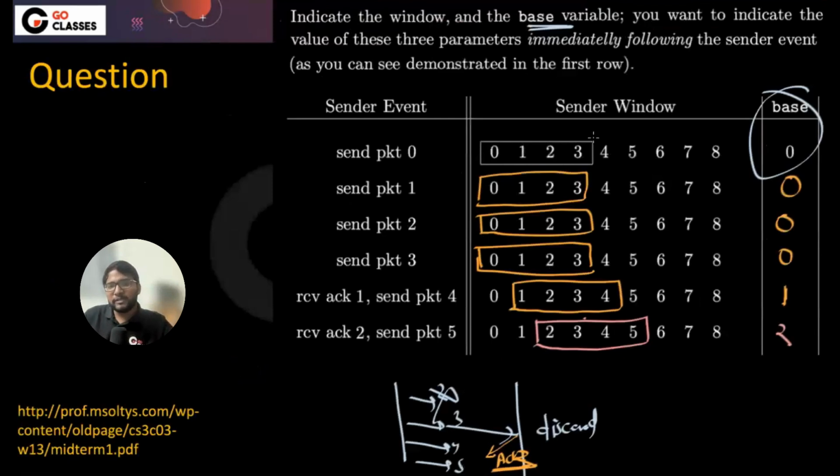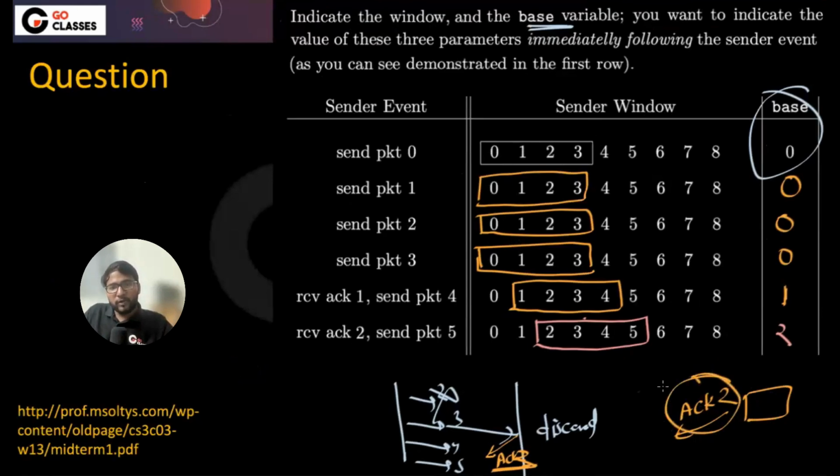Whatever the receiver is expecting, it will decide based on that, right? The receiver has just one window. Let's suppose 0 has been received and 1 has been received, and then it is expecting 2. So it will say I'm expecting 2. So ACK 2. Whatever it is expecting next, it will send that particular ACK.